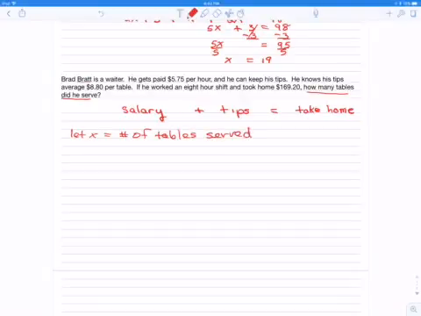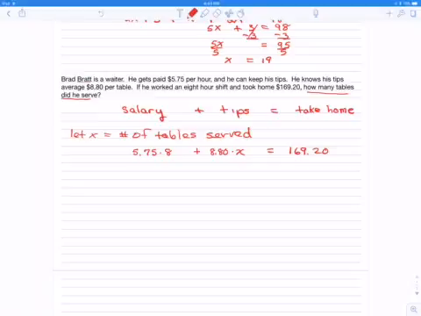All right, so now let's create an equation. His salary, he gets $5.75 an hour for a total of 8 hours. And his tips are $8.80 for each of the tables that he serves. So $8.80 times x. And altogether, that should give us $169.20.